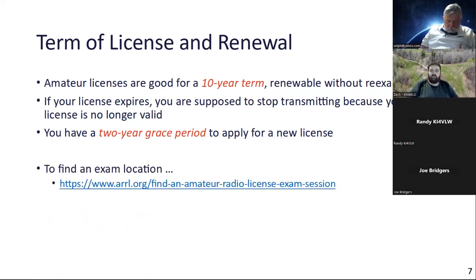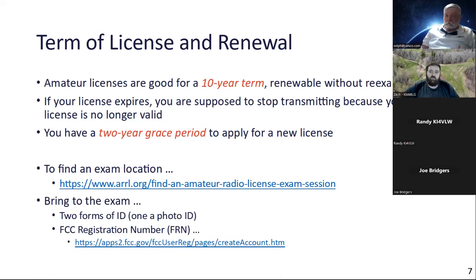So to find an exam location, there's a website the ARRL has where you can find a license exam. You can probably Google it as well, and you'll find some listings. And like Randy was talking earlier, him and Howard can kind of help you if you're looking for one of those.